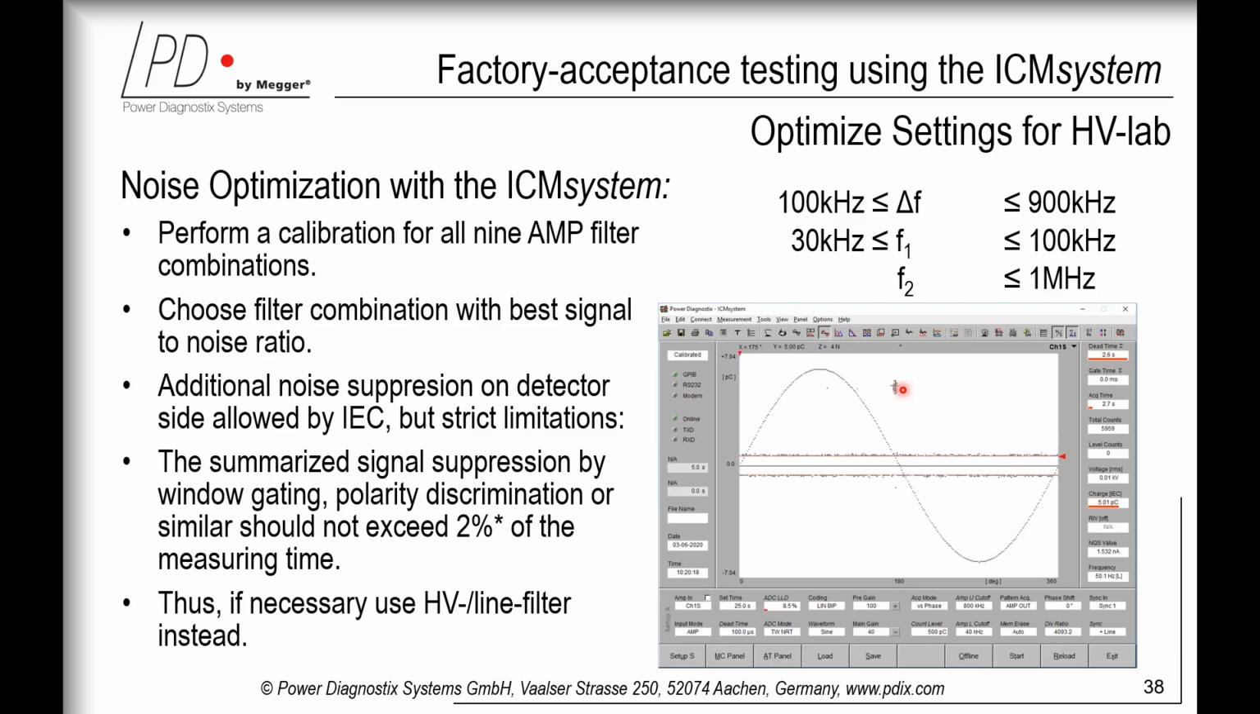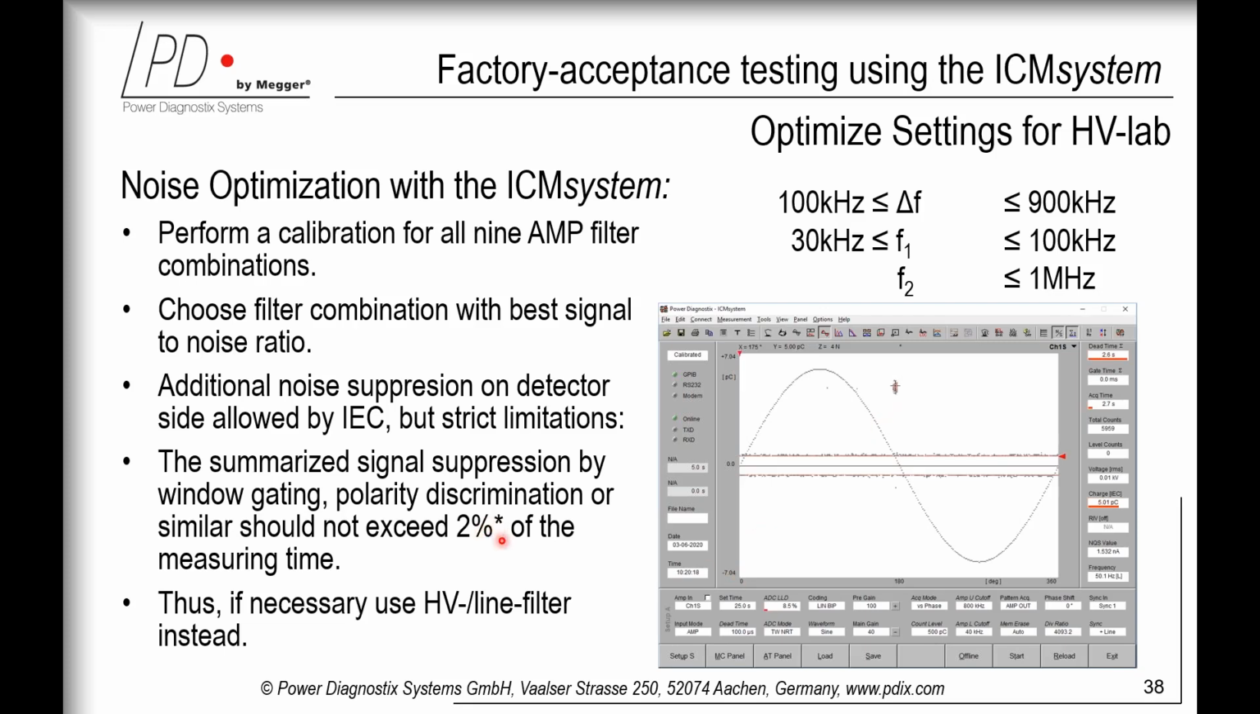Another popular way to deal with the surrounding noise is pulse discrimination on the detector side, but here the IEC 60270 is quite strict. The summarized signal suppression by window gating, polarity discrimination, or similar should not exceed 2% of the measuring time. So if you use a pulse discrimination in one or another way, by gating, by blinding out pulses in certain frequency ranges or similar, you have to make sure that your detector does not exceed a gate time of 2% of your measurement time.